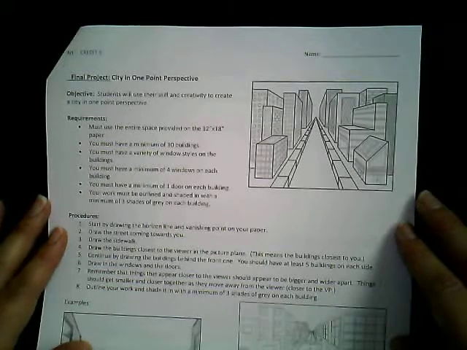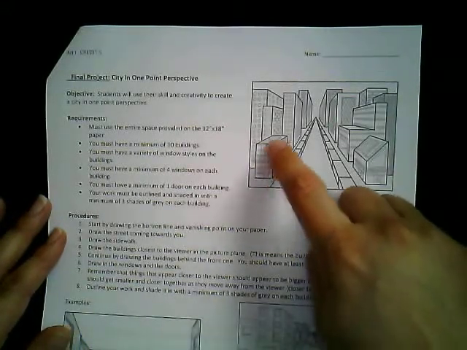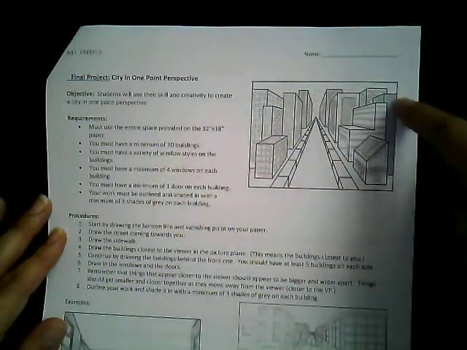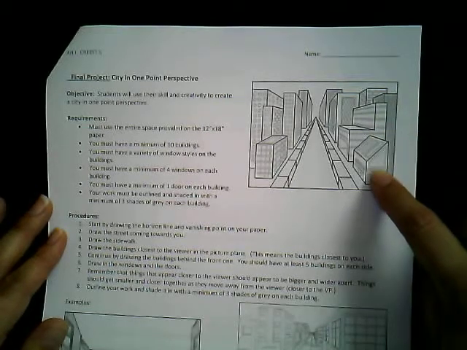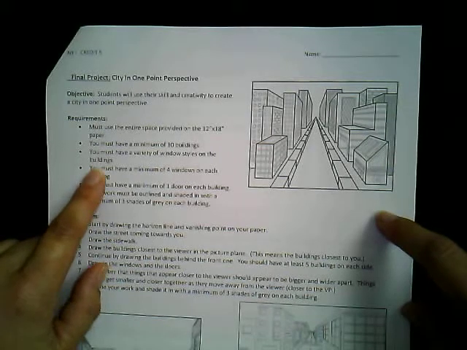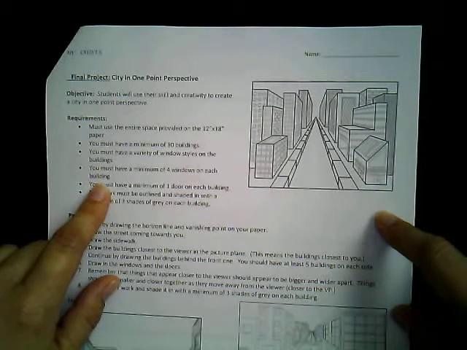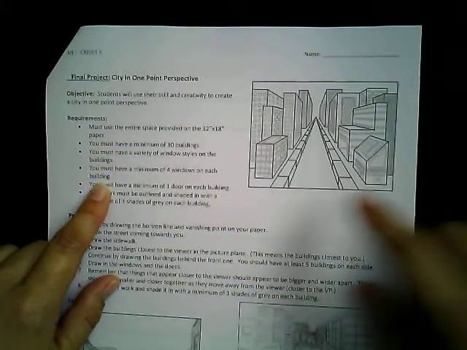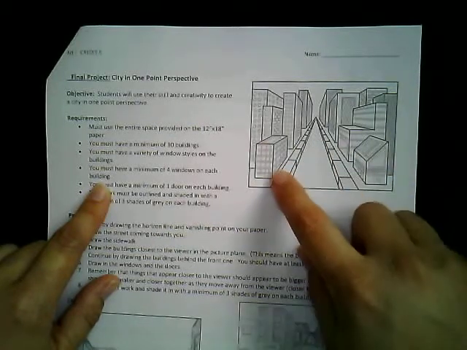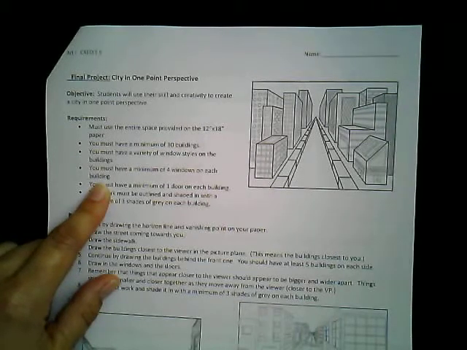Okay, you must have a minimum of 10 buildings. Each one of these counts as one building. So this picture has 1, 2, 3, 4, 5, 6, 7, 8, 9, 10, 11. Do you see that? So you're going to have a minimum of 10 buildings. You must have a variety of window styles on each building. You must have a minimum of 4 windows on each building. You see the way they've done windows on these? Obviously there's more than 4, but if you want to do the minimum, it has to be at least 4.